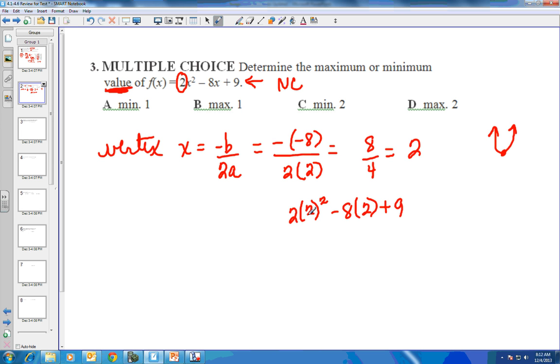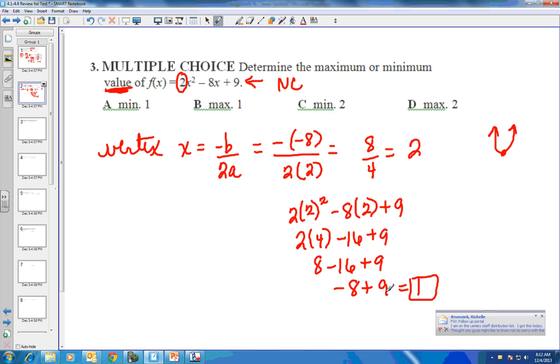We always do exponents first, so that's 2 times 4 minus 16 plus 9. 8 minus 16 plus 9, so that's negative 8 plus 9, so it's going to be 1. All right, so I already know I have a minimum value of 1.